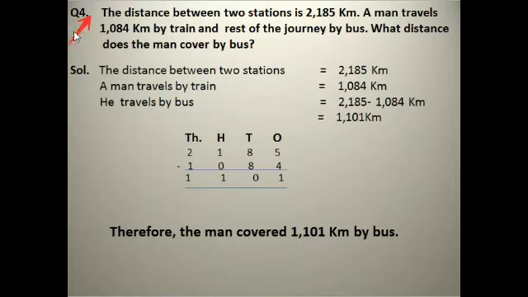Fourth question. The distance between two stations is 2185 km. A man travels 1084 km by train and the rest of the journey by bus. What distance does the man cover by bus?